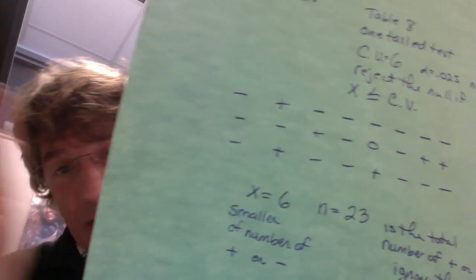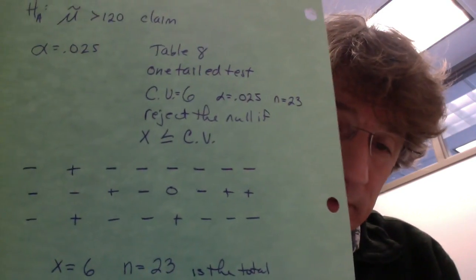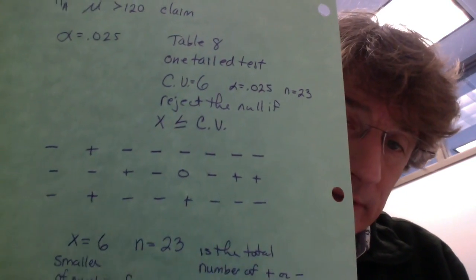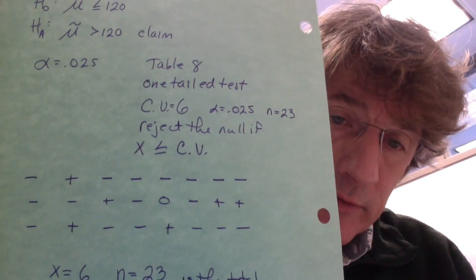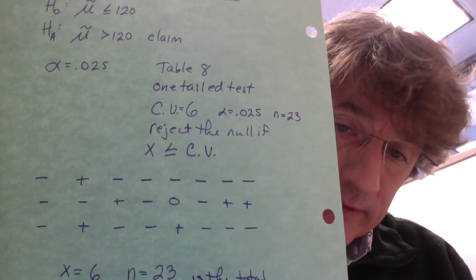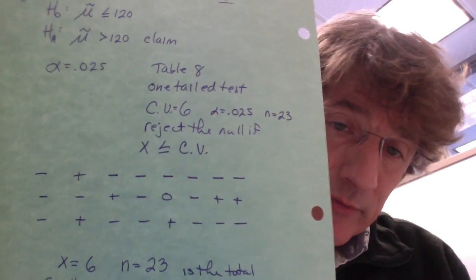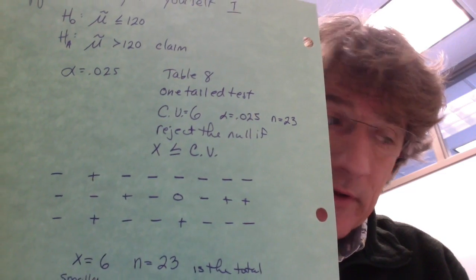So what I've done is I've looked at each one of the data points in the table that's attached to the problem. And if it's above 120, I gave it a plus. If it's below 120, I gave it a minus. And then if it's the same, I gave it a 0. And I did it from left to right, and I tried to match the table number for number.